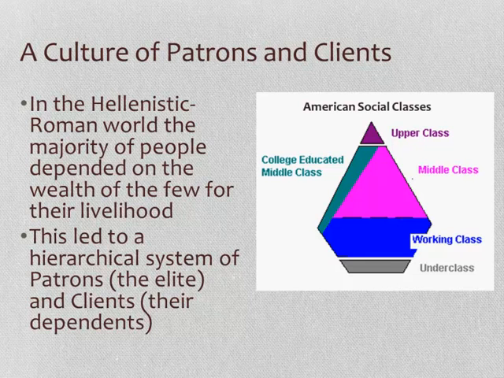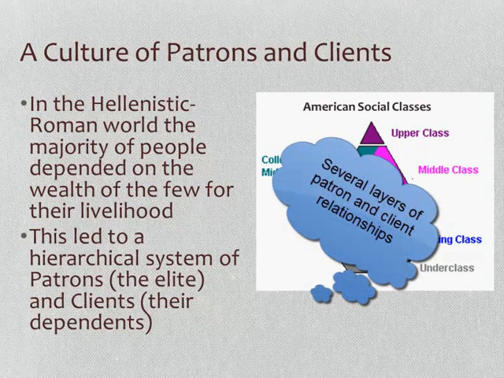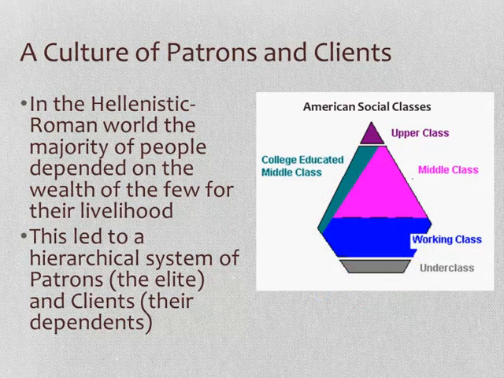As we think about that in contrast to the pyramid of the Roman social classes, we can see that that Roman pyramid led to a hierarchical system of patrons, the elite, and that very small part of the top of the pyramid, and their clients, their dependents on the bottom half. The system was hierarchical because the elite very clearly were superior to their dependents, and also because it had a chain of relationships built into it, where one patron might be a client to many people, but also have a patron above him as well.